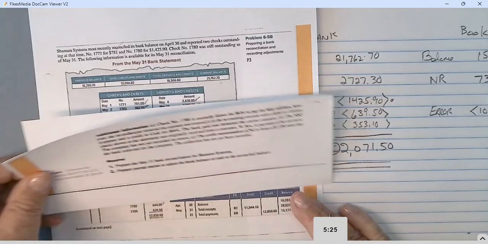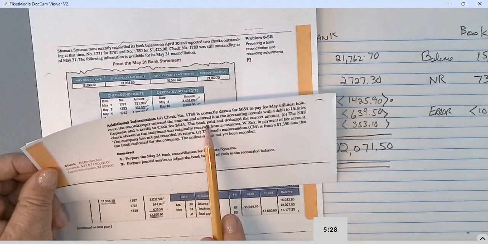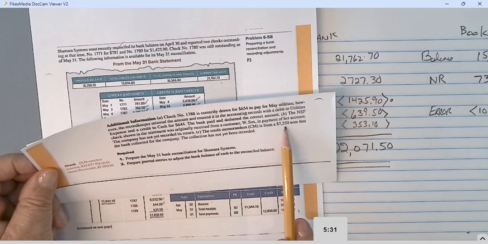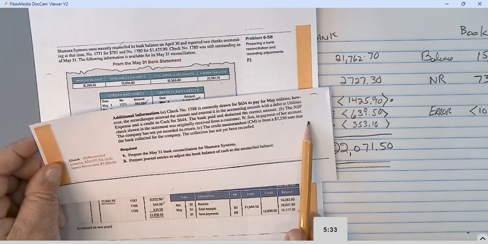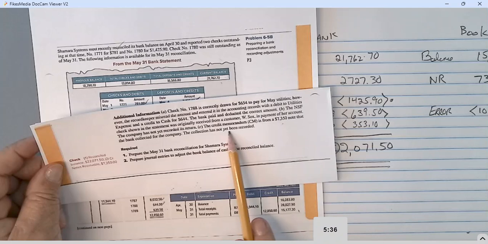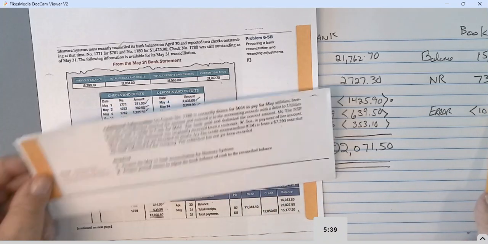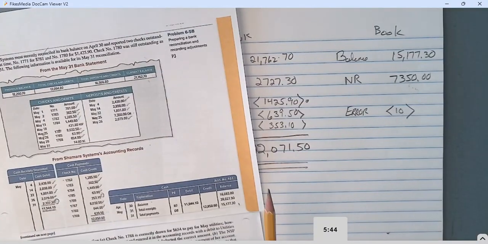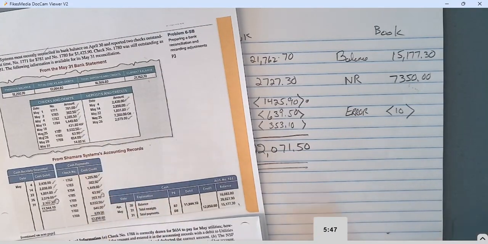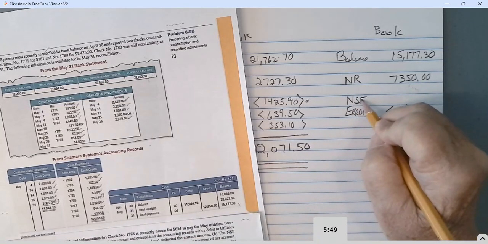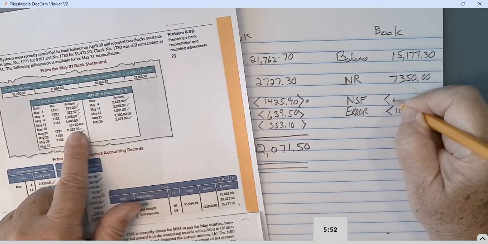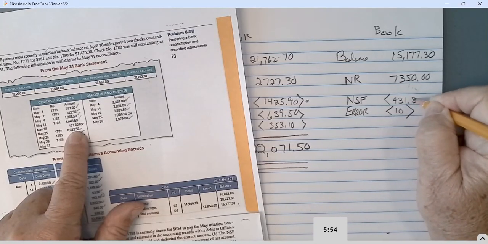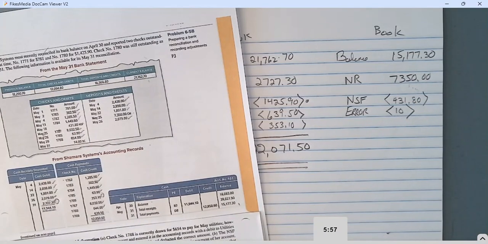And sure enough, I double checked my information here. And the credit memorandum is from a $7,350 note that the bank collected for the company. The collection has not yet been recorded. I need to record that addition. I have an NSF check, and that is a subtraction that I have to record to the books. Okay, the NSF check bounced. It came out of my account. I need to record it and then rebill that customer for things.